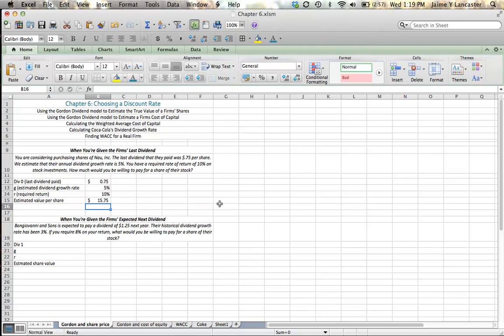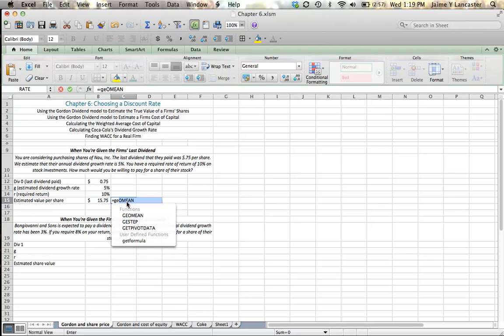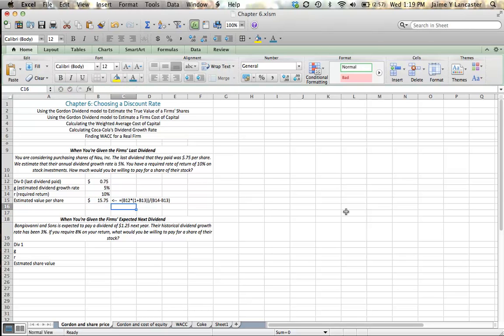So that would give us an estimated share price for these shares at $15.75. And there's the formula if you want to take a look at it.